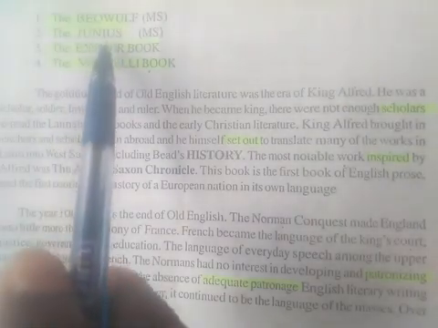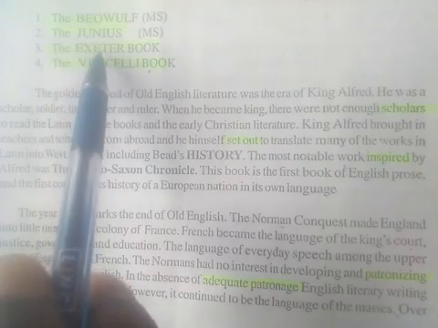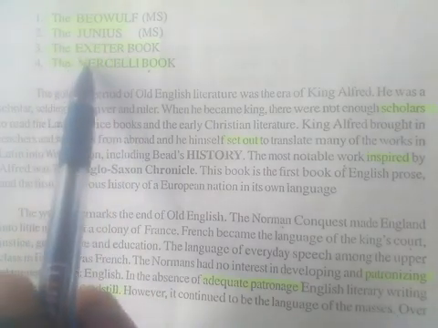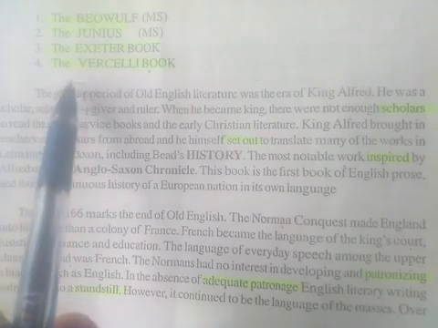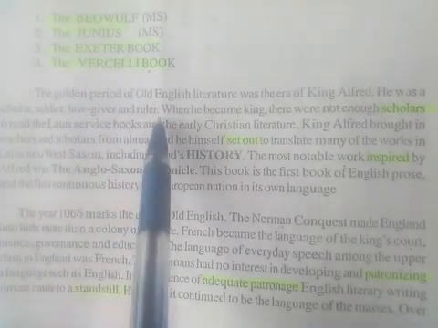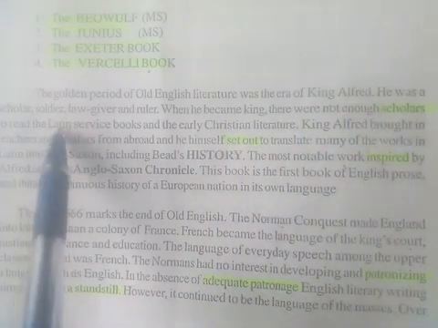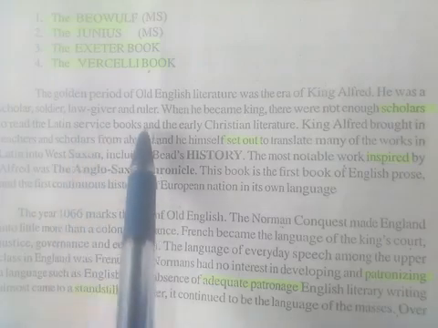First is Beowulf. Second is the Junius manuscript. Third is the Exeter Book. And fourth is the Vercelli Book. The golden period of Old English literature was the era of King Alfred. He was a scholar, soldier, lawgiver, and ruler.